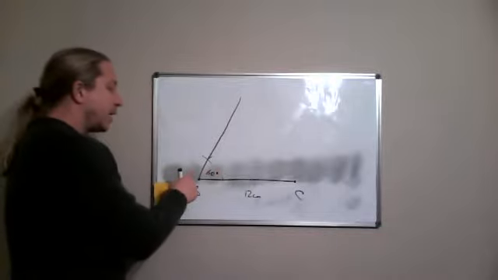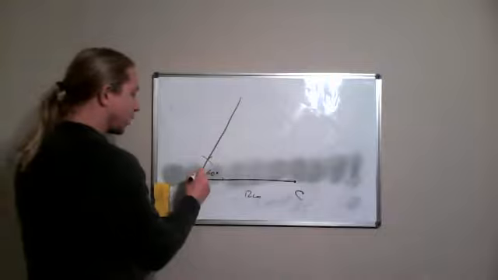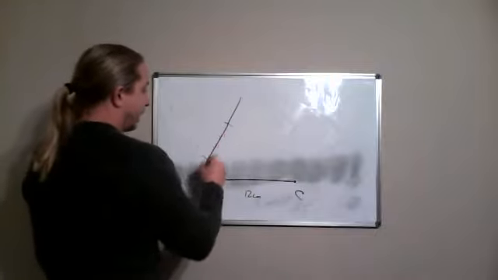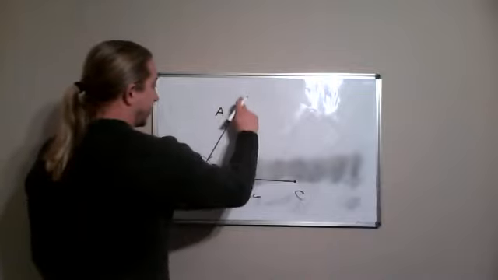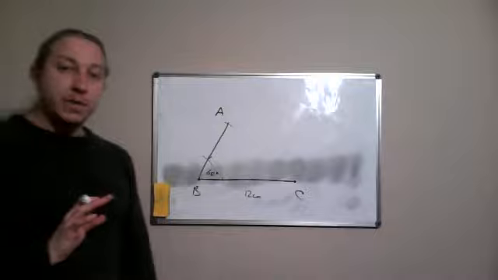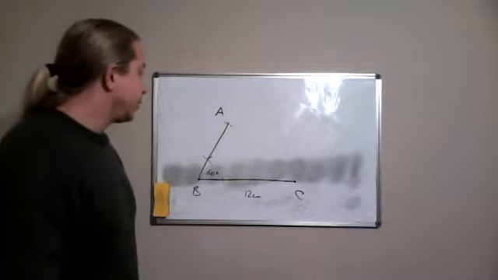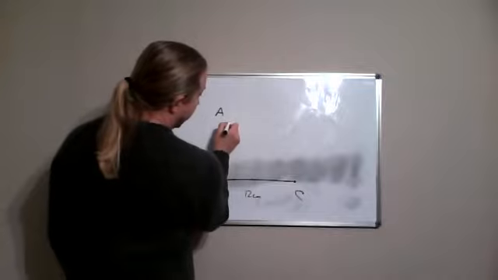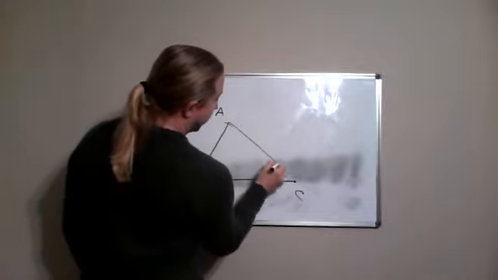Now they tell us this other side is 7 centimeters. So all I do is set my compass at 7 centimeters, make a mark, and that is my point A. Right, that was the easy part so far. There's nothing new, we know how to do this. Now what we're going to do is join A to C with a construction line.